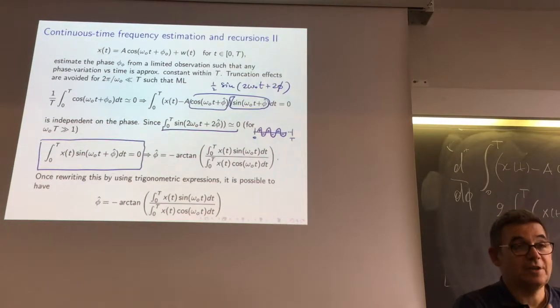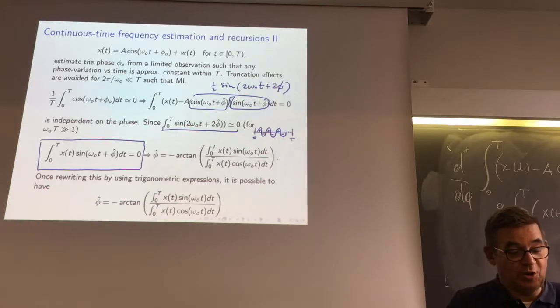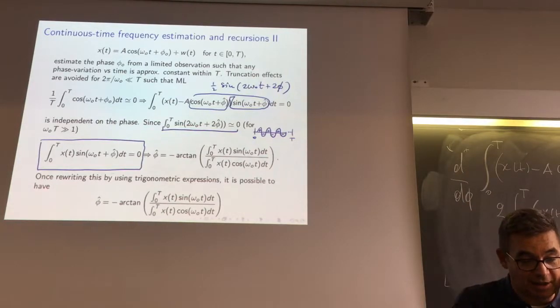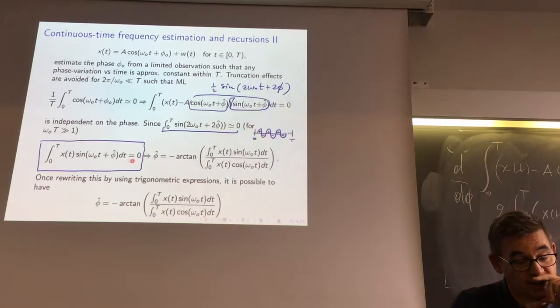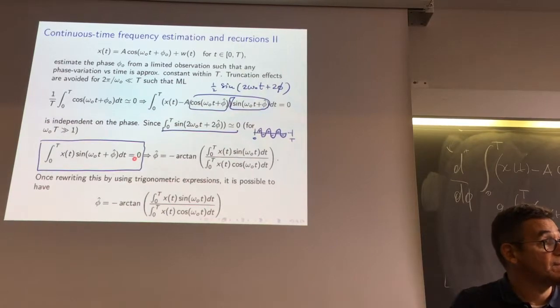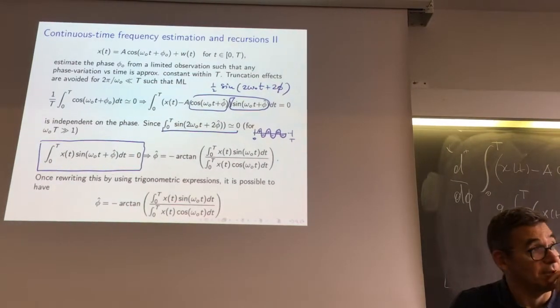Implicit means I don't have a phase equal to something. It is in such a way that the integral between 0 and t of x(t) multiplied by sine of omega 0 t plus phase, in dt, should be equal to 0. So I don't have an explicit form; it's implicit, and the phase is implicit inside.